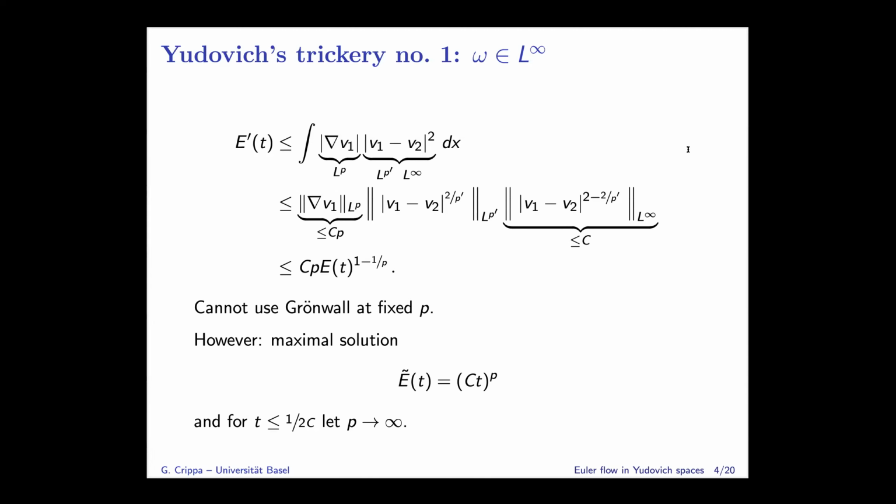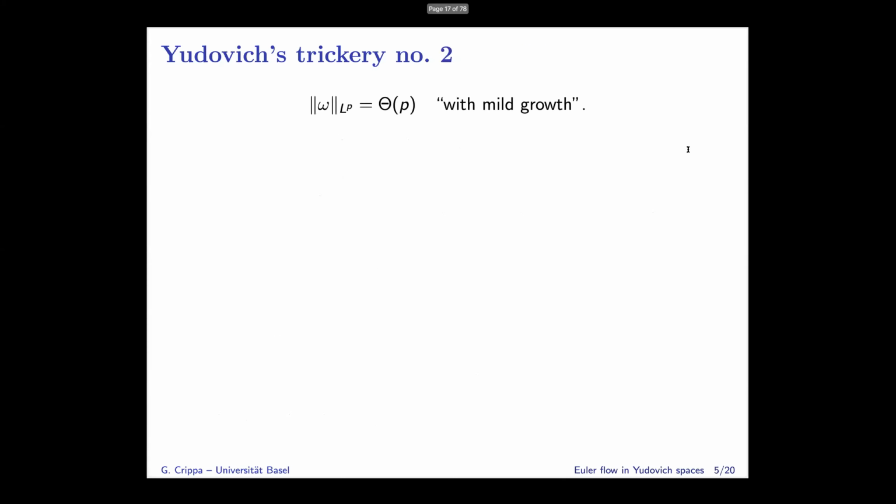So you have short time uniqueness, but then I can restart from any later time, and how short it is is universal. So this is uniqueness for the equation if omega is in L^p, although I don't have a classical Gronwall argument for that. So this was Yudovich's first paper on this topic.